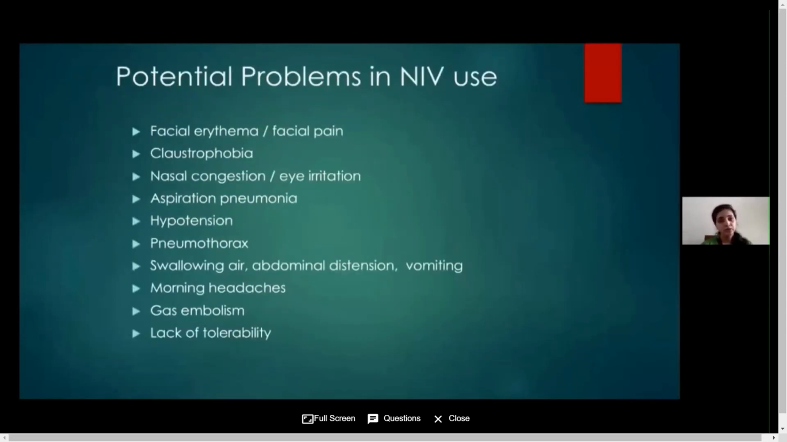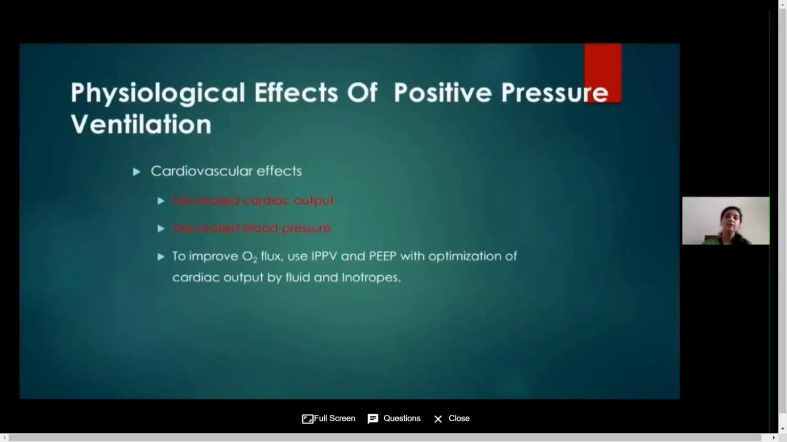You may encounter a lot of problems while using this, you must learn how to pick them up and inform your superiors. So look out for facial erythema, claustrophobia, nasal congestion, aspiration, hypotension, development of pneumothorax, aerophagia. Patient may complain of headaches. Also, gas embolism is another complication that you should be aware of.